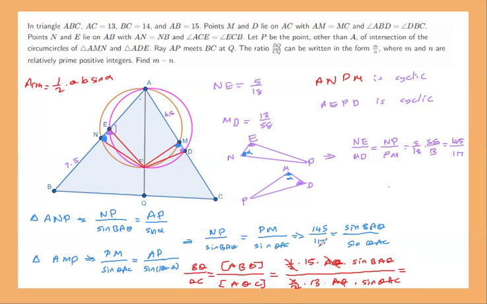But we already know that ratio right here: sine BAQ divided by sine QAC is this fraction. So that will give us 15 times 145 over 13 times 117. You can simplify as much as possible. If you do so, you will end up getting 725 over 507, and that is my final answer. But since this is AIME, we don't have fractions, so we just need to find the sum of numerator and denominator. If you do so, that will be 218 as our final answer.